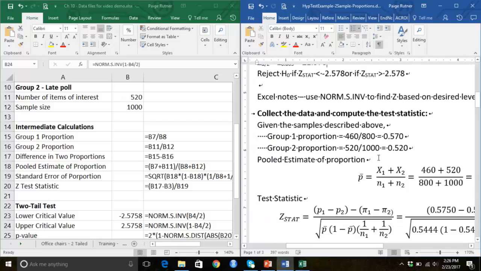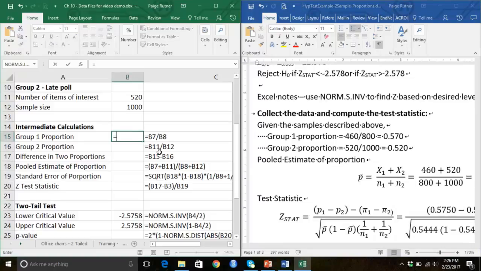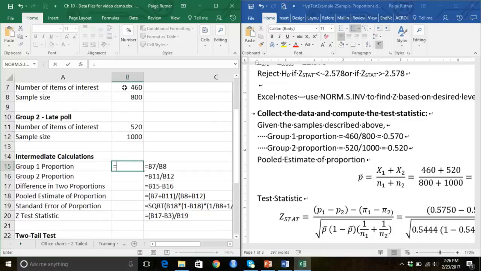I think it helps to be able to look at the formula we're trying to create while we're building it in Excel. Now, for our group 1 proportion, that's actually easy enough, so I don't have a formula written out. We're just taking the number of people who favored our candidate, dividing by the total number of people that we called, and do the same thing for group 2. So that'll be 520 out of 1,000 for group 2.